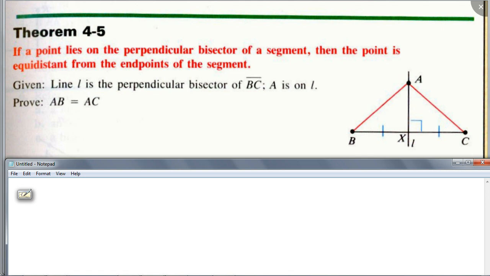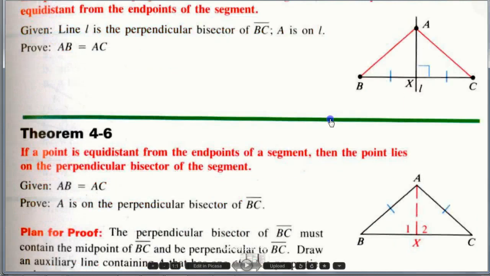Actually, you could say they're 90 and so forth and do it that way, but isn't that a lot faster? Okay, and then that's how you prove. Guess what our next theorem is going to be? Theorem 4.6. But it's going to be exactly the converse, you guessed.